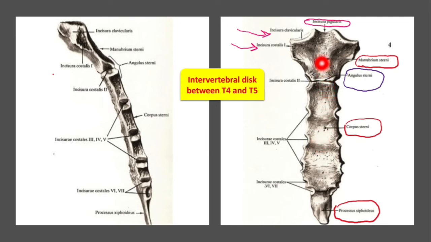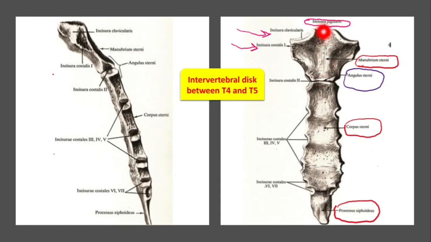Between the manubrium sterni and the corpus sterni there is an angle called the angulus sterni, or angle of Louis. This angle is very important in case we want to palpate the second rib, because at this level it articulates with the second rib. And this level corresponds with the intervertebral disc between T4 and T5. I will show you in a picture. You will clearly appreciate this concept.